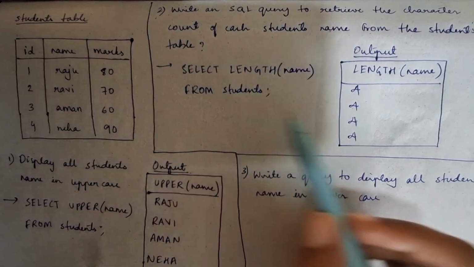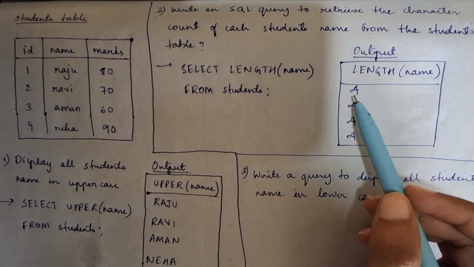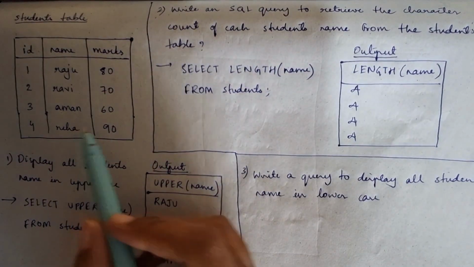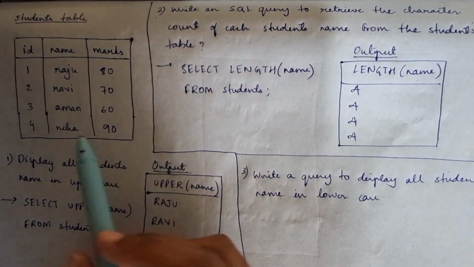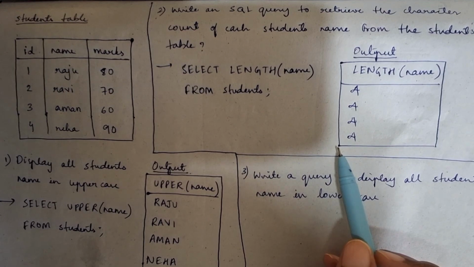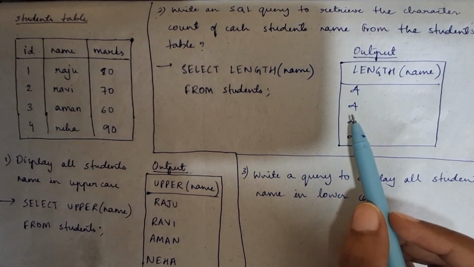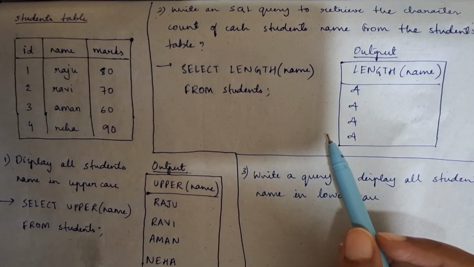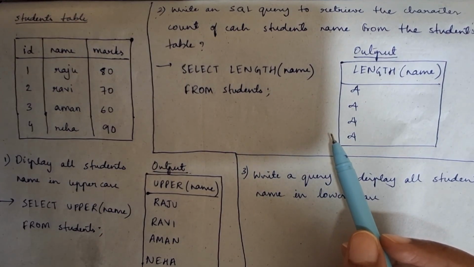Now let's see the output. Raju has 4 characters. Ravi also has 4 characters. Aman also has 4 characters. Neha has 4 characters. Here, length is an SRF function. Each row gives one output. That is, the number of input rows is equal to the number of output rows.